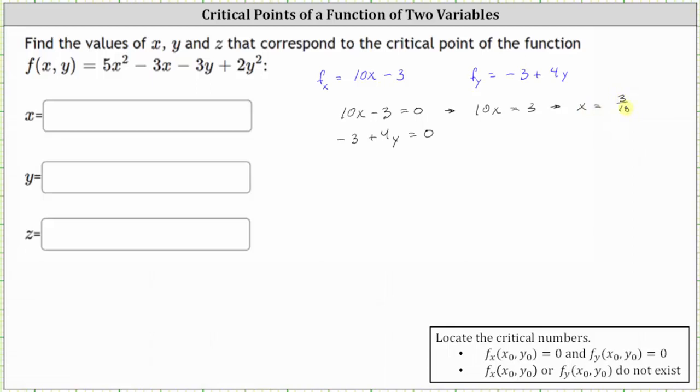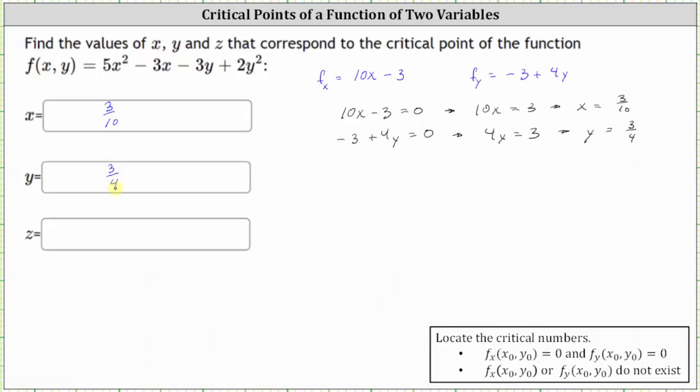And then we solve the second equation for y. First step, add 3 to both sides, which gives us 4y equals 3. Dividing both sides by 4, we have y equals 3/4. So the critical point is when x is equal to 3/10 and y is equal to 3/4.